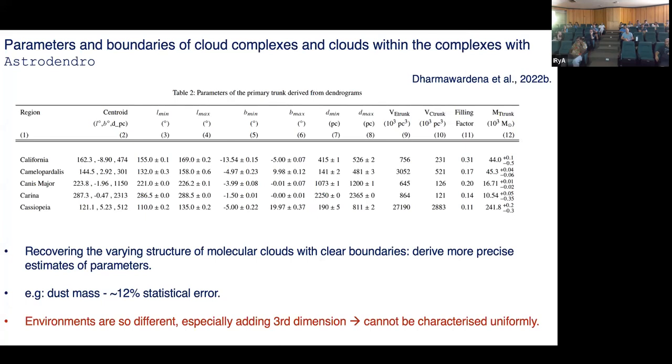And when you look at the whole table, I didn't put all the sources here, you start seeing they're extremely varied. None of it is uniform. You don't have the same masses. You don't have the same extents. So it's very important to understand that the environments of these molecular clouds are very different. And when you take the third dimension, you can see this very clearly. So characterizing them uniformly is not something that can simply be done, and I think caution is required if you're trying to do so.